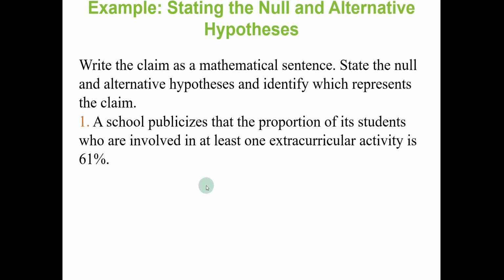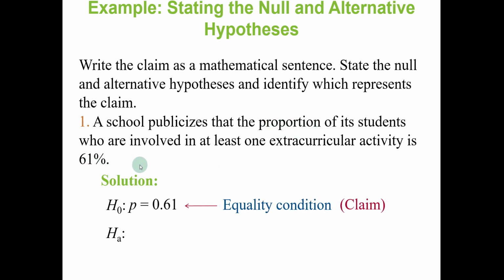Now let's take this example. It says a school publicizes that the proportion of its students who are involved in at least one extracurricular activity is 61%. You can see the word that is used, is 61. So you are dealing with an equality. So normally your null hypothesis has to be, so it says the proportion. So you are not using mean in this case, proportion. The P has to be equal to 61, and the alternate hypothesis is going to be not equal.